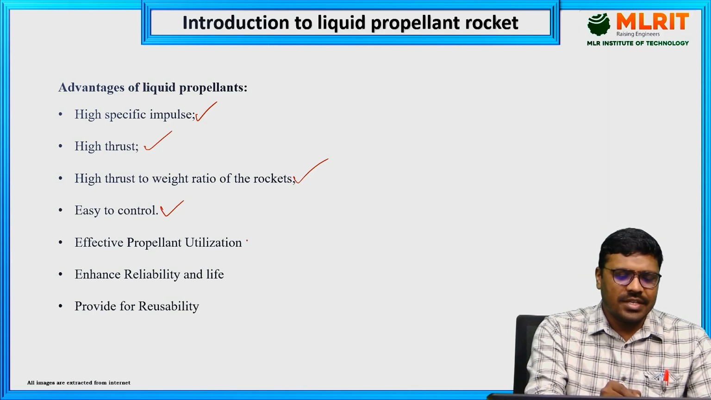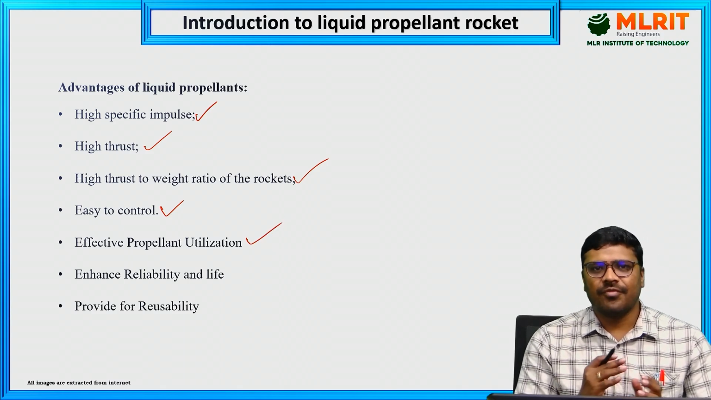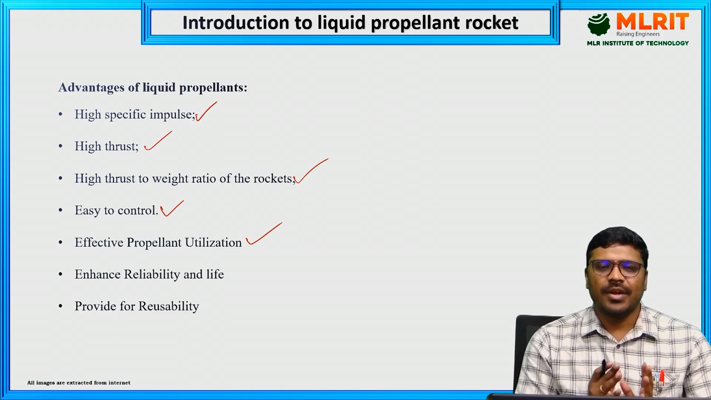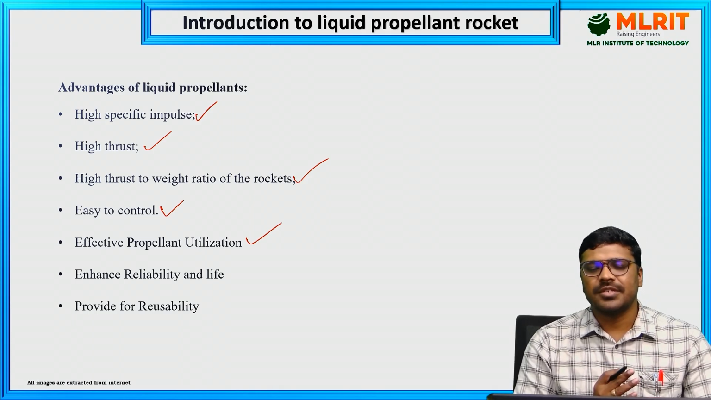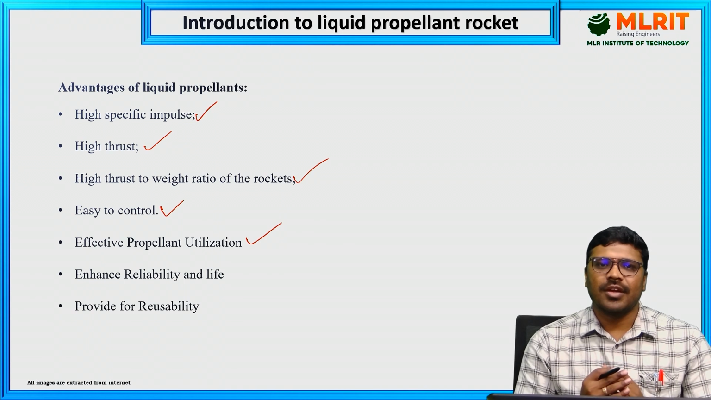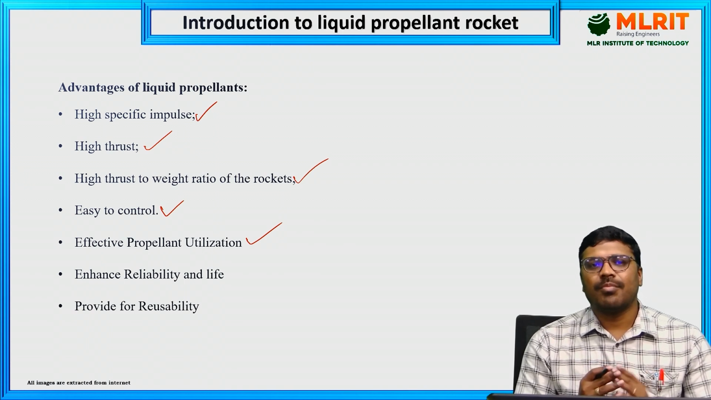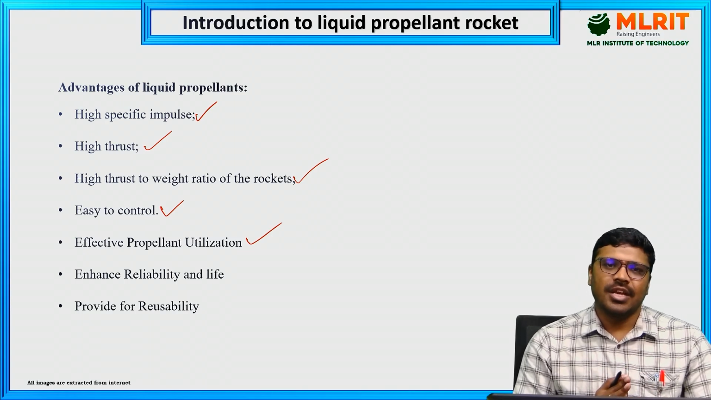Next, effective propellant utilization. We can use the complete fuel, and the fuel will not go to waste. We can use the propellant effectively in a liquid propulsion system. Whenever we require, we can increase the propellant mass flow rate, and whenever we require, we can decrease it according to the requirements. We can control and easily maintain the propellant flow, so there is effective propellant utilization in liquid propellant rockets.